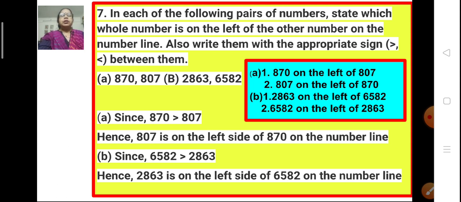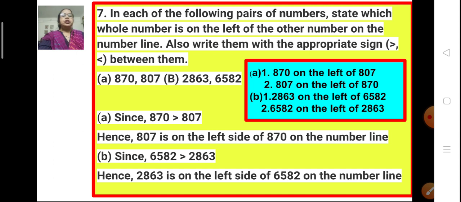If you think about the number line, which one will be on the right? So obviously 870 is greater than 807. So 870 will be on the right of 807.